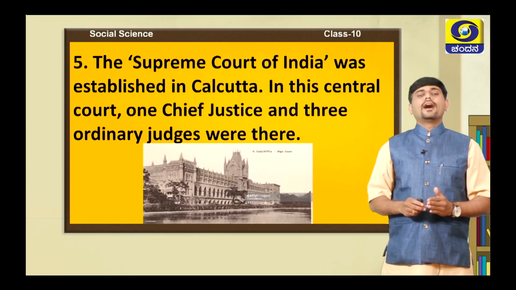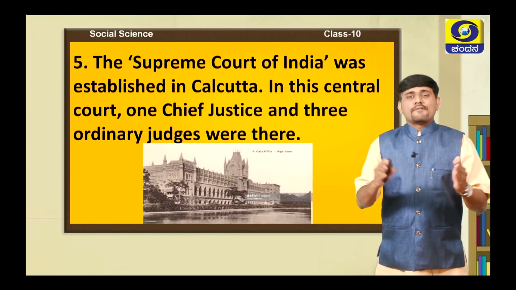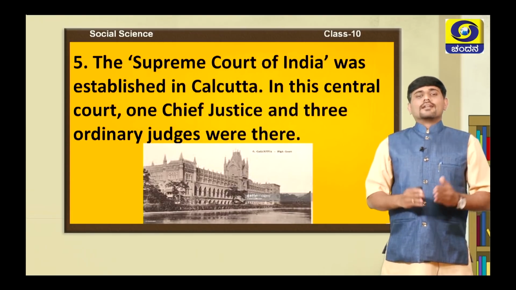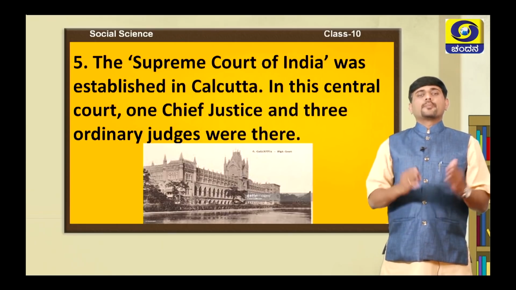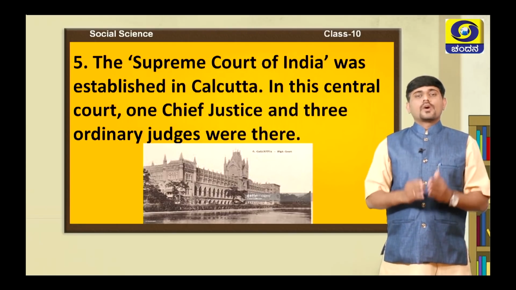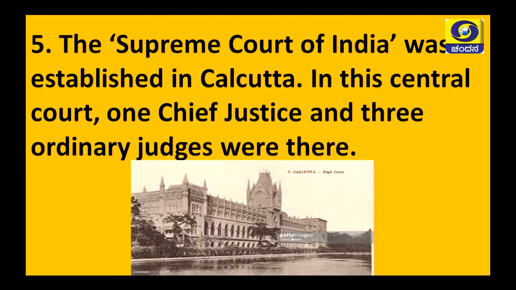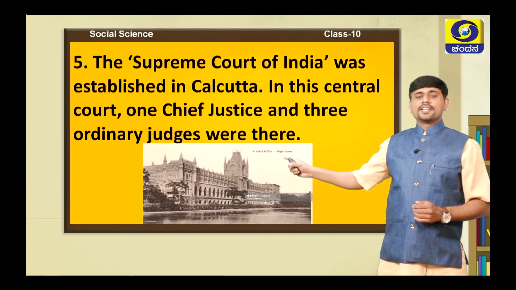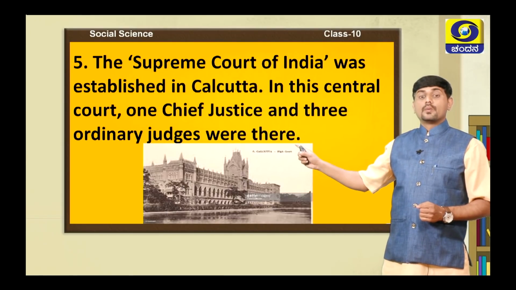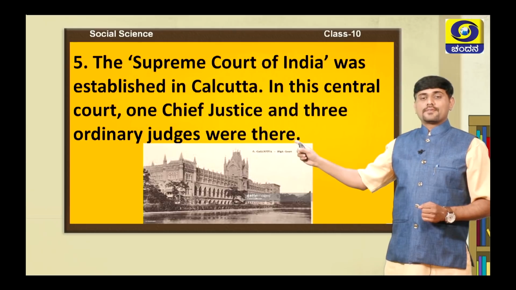The another most important feature of the Regulating Act, children, the Supreme Court of Judicature was introduced for the first time in Calcutta according to the Regulating Act. In this Supreme Court, there was 1 Chief Justice and 3 ordinary judges. Dear children, you can see the Supreme Court, which was started according to the Regulating Act for the first time in Calcutta. Today, it is the High Court of Calcutta.